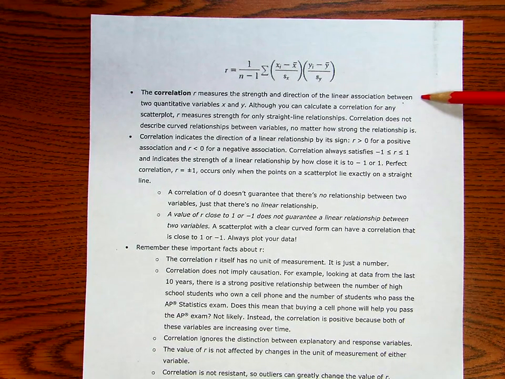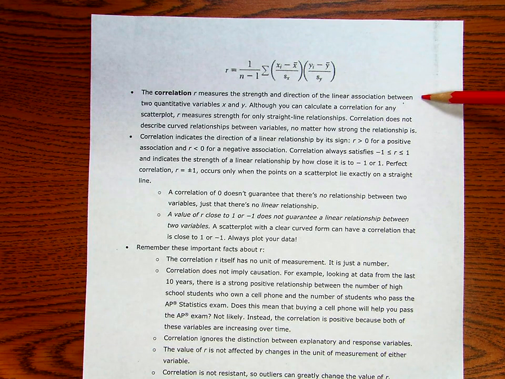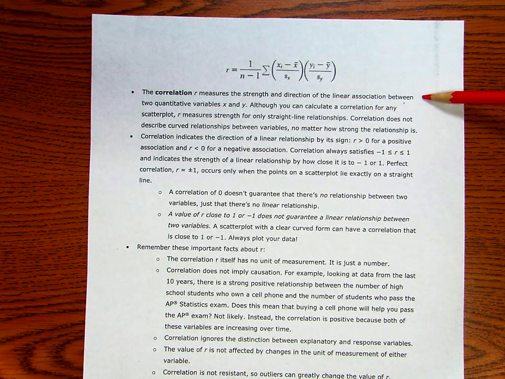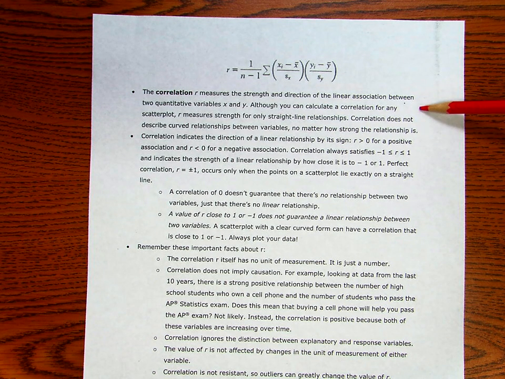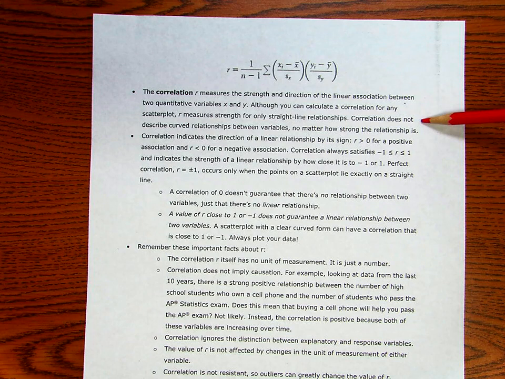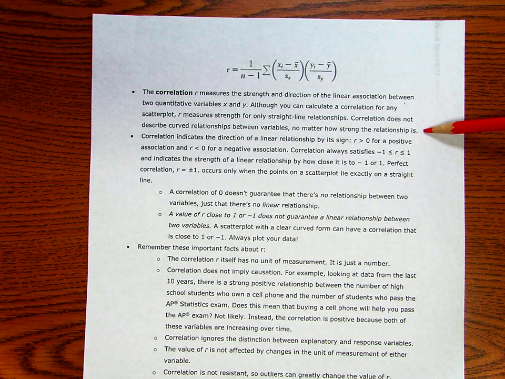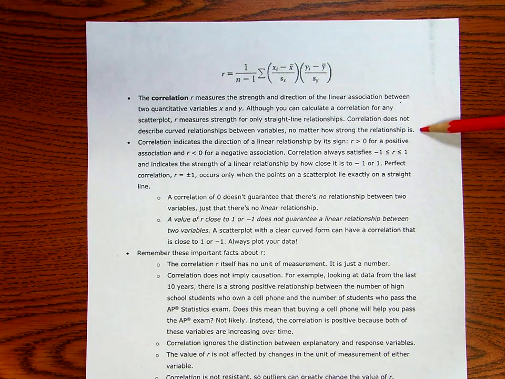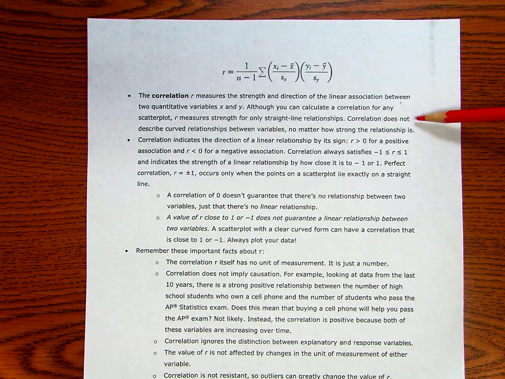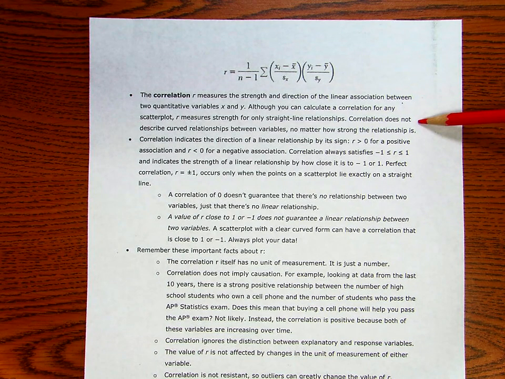Okay, by your book's definition, the correlation R measures the strength and direction of the linear association between 2 quantitative variables x and y. Although you can calculate a correlation for any scatter plot, R measures the strength for only straight line relationships. Correlation does not describe curved relationships between variables, no matter how strong the relationship is. So you can always get an R value. The calculator will spit it out, but it may not always be valid.